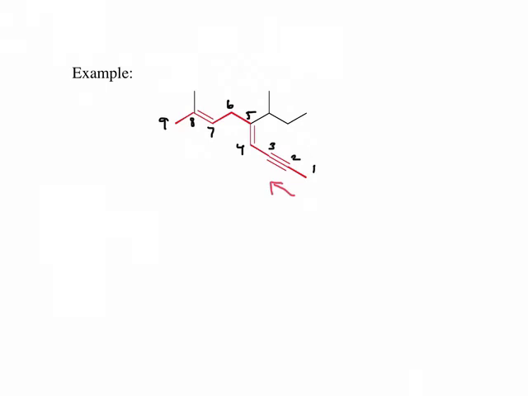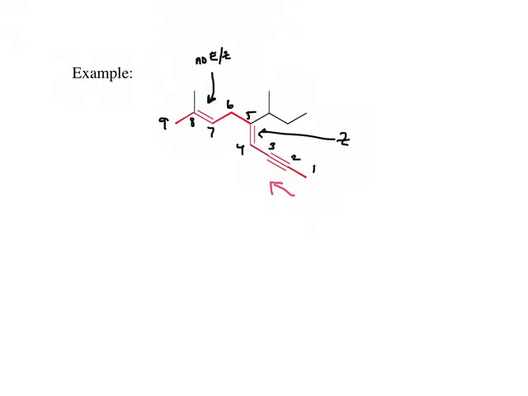Now, looking at the double bonds, do I need to worry about E or Z on the double bond between 7 and 8? The answer is no, because it has 2 methyls at one end, and they are interchangeable, so there's no E or Z to worry about there. In terms of the other double bond, the one right there, I do need to worry about it, and that one has the designation of Z.